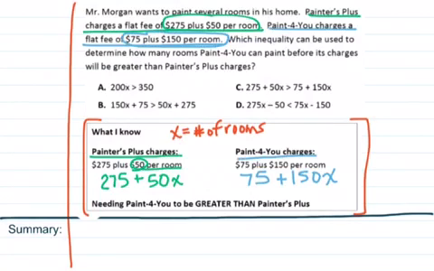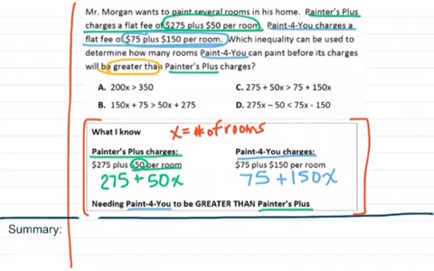So all we're doing is writing an inequality, and the question is which inequality can be used, back at the problem, to determine how many rooms Paint for You can paint before its charges will be greater than the Painters Plus charge. So we need Paint for You, which I have written in blue, to be greater than Painters Plus. Ooh, that's kind of tricky.